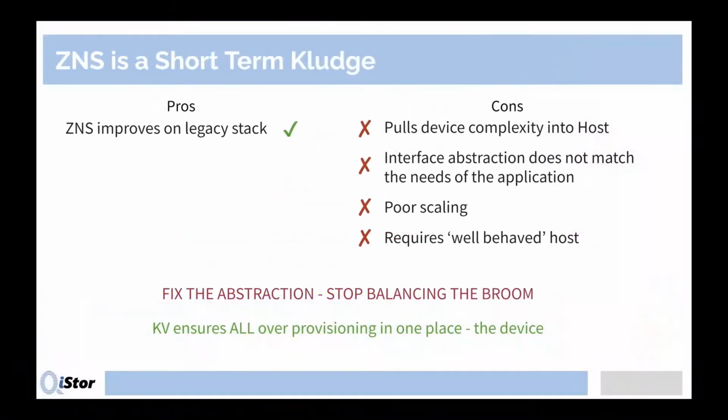So my premise here is, yes, ZNS improves on the legacy stack, but the flip side of this pro, which is a good pro, is it's pulling all the device complexity into the host. Now, storage history has told us that we've done this before. Remember cylinder head sectors on disk drives, and even controllers that actually controlled the HDD. This idea that somehow pulling device complexity into the host so the host can manage it, we've tried this before. It's not been successful in the past.